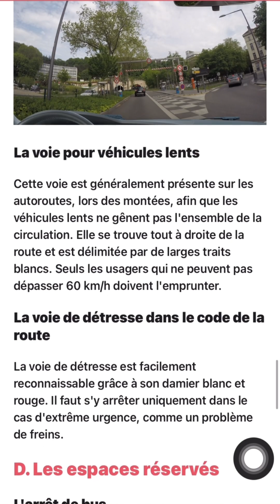Then there is a line that they call la voie pour le véhicule lent. You will see it on the highway. The last line on the highway is always reserved for vehicles that are going slow, less than 60 km/h. If you are driving more than 60 km/h, you are not allowed to stay on that road. But if you are driving less, then you can stay there. So that shows that you can overtake.